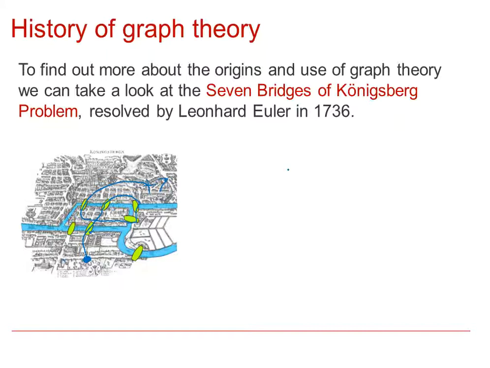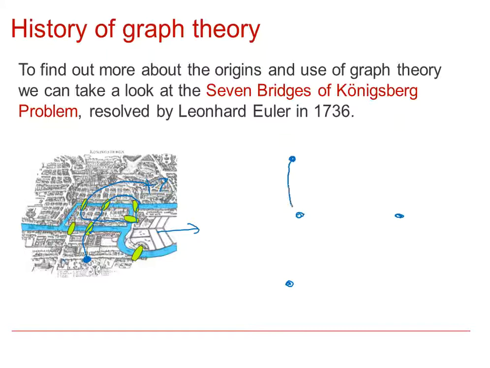And this was a classic problem, and Euler resolved it by turning each piece of land into a node. So there's north of the river, there's the island, south of the river, and the landmass to the right is another node. And then he put all the bridges on.